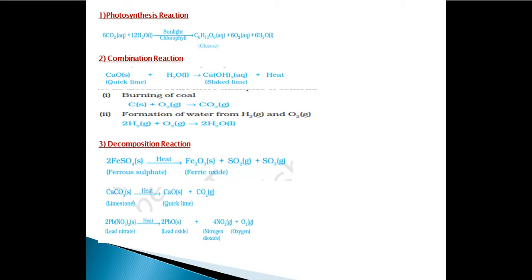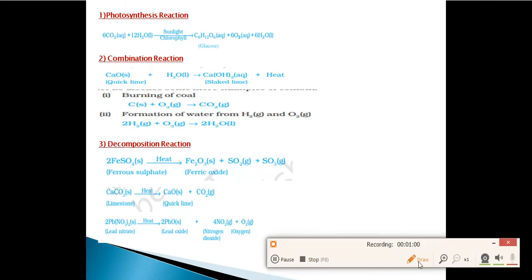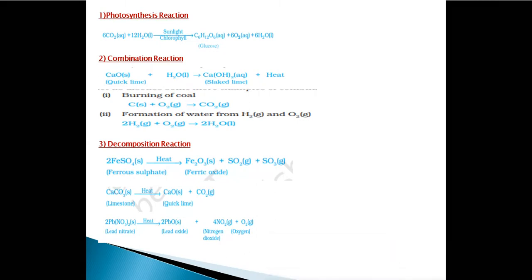Okay, so the first reaction which is given in chapter number 1, which is very important for you all, is the photosynthesis reaction. So what is that photosynthesis reaction? It is 6CO2 plus 12H2O in the presence of sunlight and chlorophyll. What product are we getting? We are getting glucose, C6H12O6. Along with that we get oxygen and water.